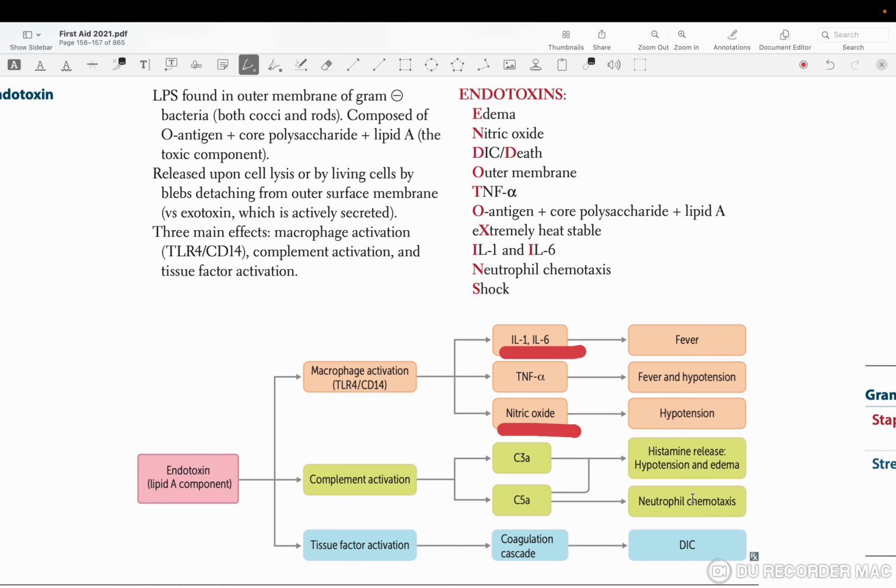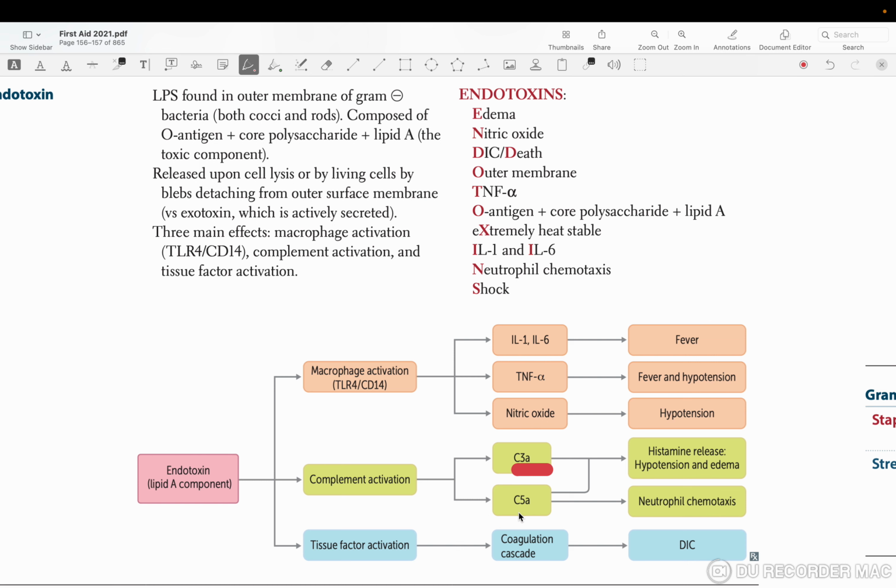It was cyclic GMP. Yep, cyclic GMP, which activated the MLC phosphatase and led to smooth muscle relaxation. Yeah. So endotoxins, basically the lipid A component, can also lead to complement activation.